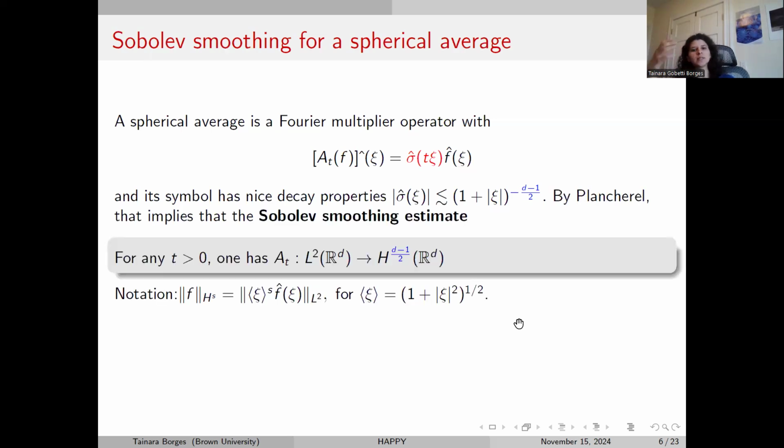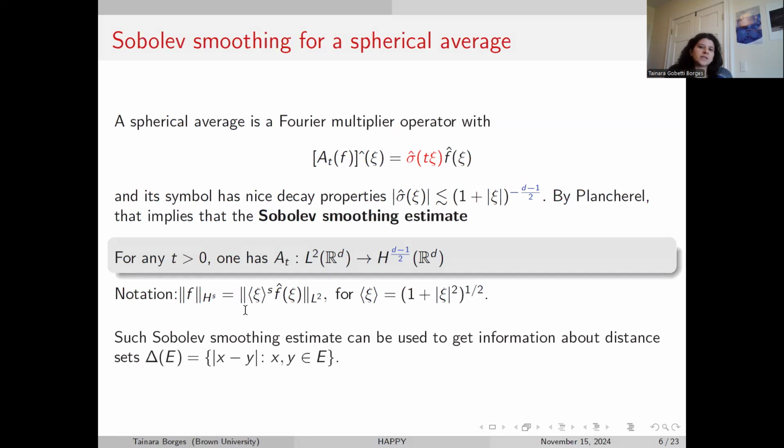If you just use the decay estimate for the Fourier multiplier, you're going to see that when you're mapping L2 into L2, you actually gain (d minus 1) over 2 derivatives. And you can state that by saying that for every fixed t positive, your operator A_t maps L2 into the H^((d minus 1) over 2) Sobolev space. So here I'm using the notion of the inhomogeneous Sobolev space.